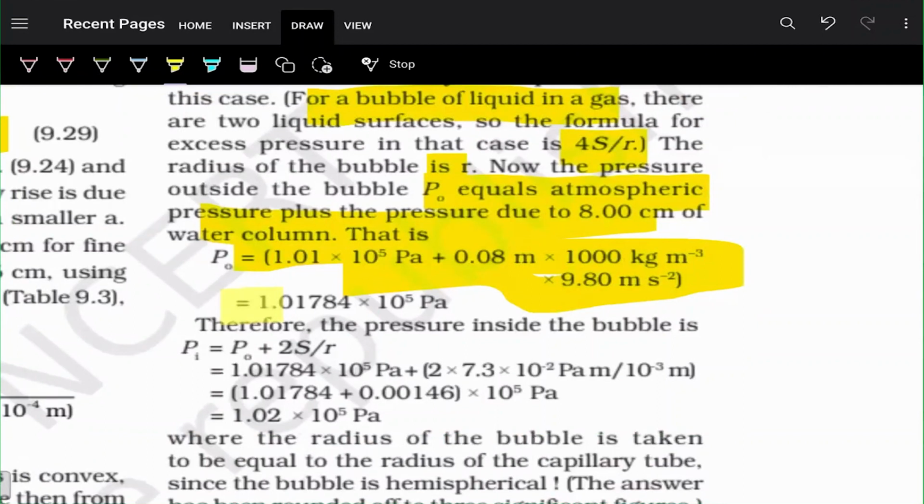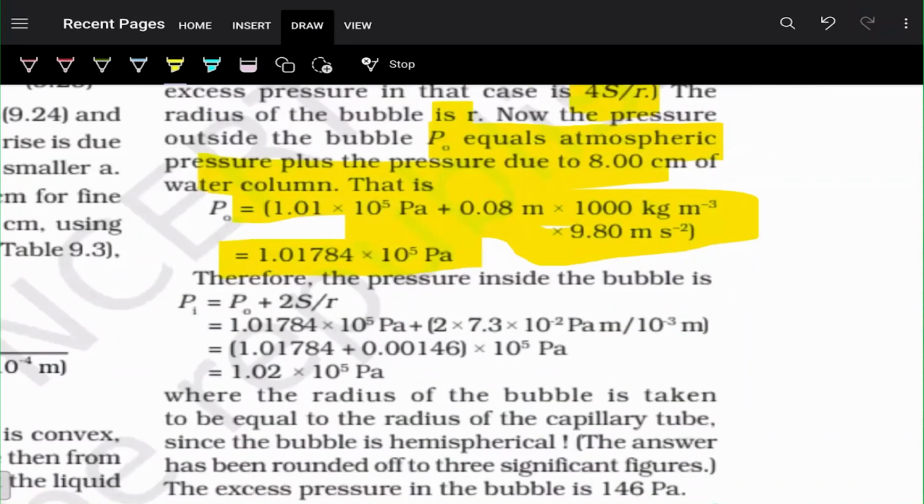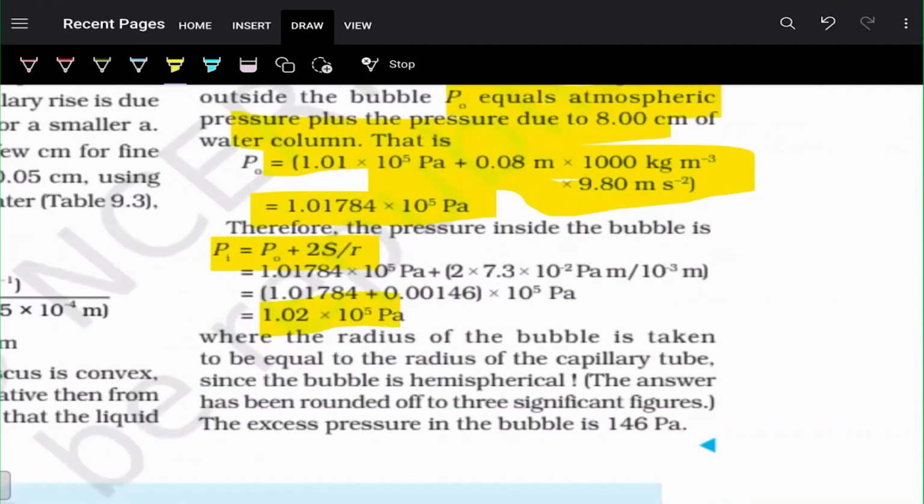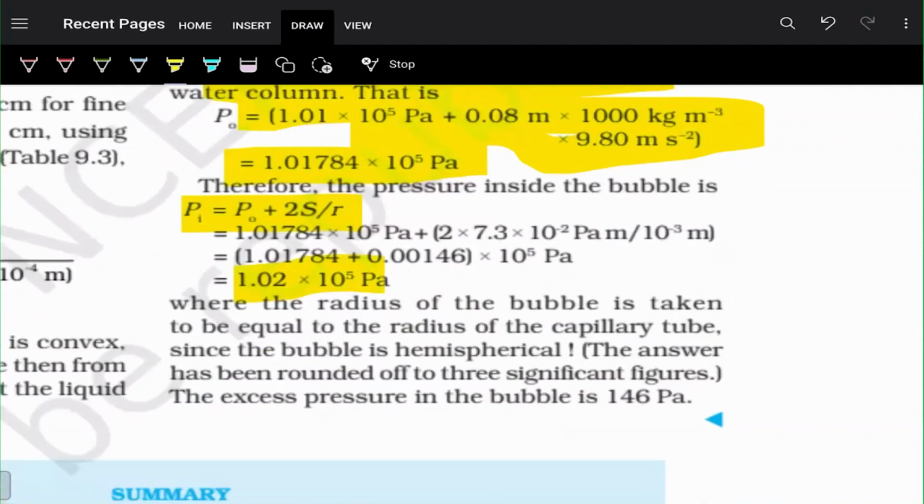Now therefore, what can we say? What will be the pressure inside the bubble? See, the excess pressure has to be added. We can say it like this. So the radius of the bubble is taken to be equal to the radius of the capillary tube. See, that is how it is taken, since the bubble is hemispherical. Yes, this is what we get. Okay, yes.